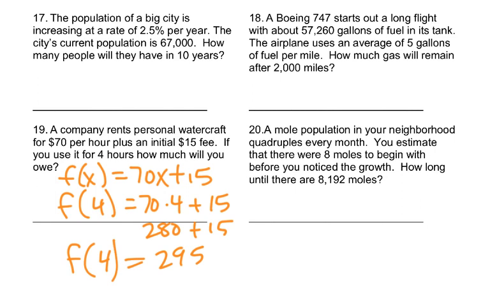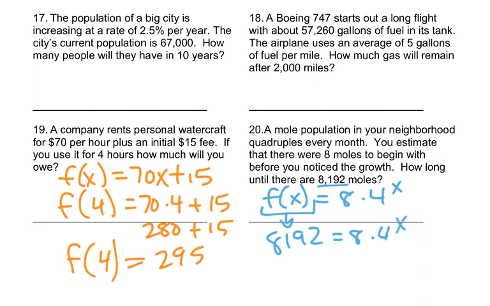Number 20, a mole population in your neighborhood quadruples every month. You estimate that there were 8 moles to begin with. So f of x equals 8 times 4 to the x. Okay, how long until there are 8,192? So that's our output. So I go 8192 equals 8 times 4 to the x.